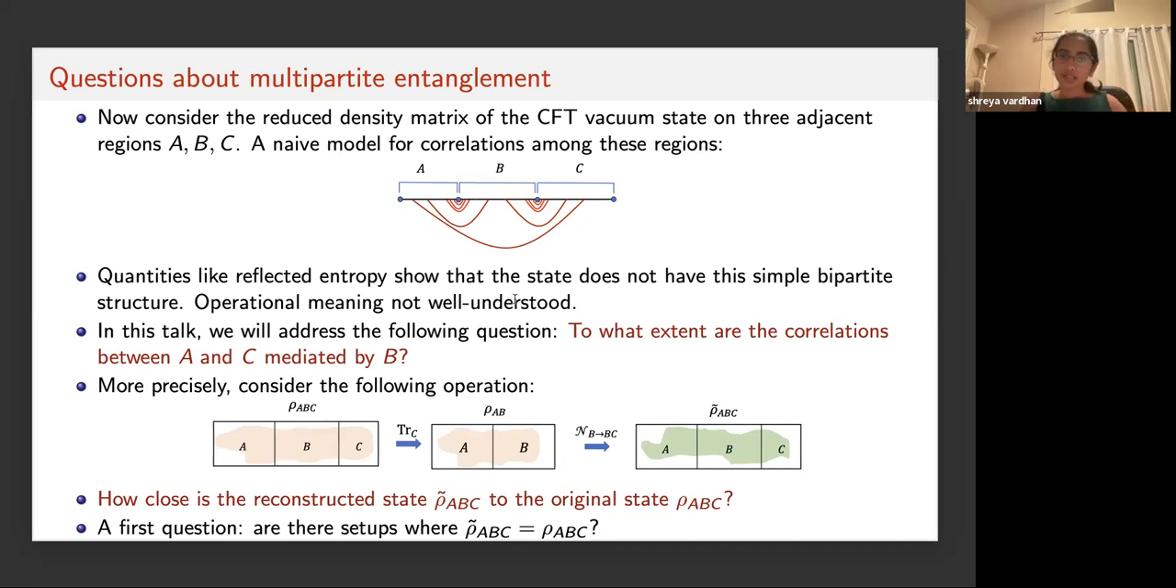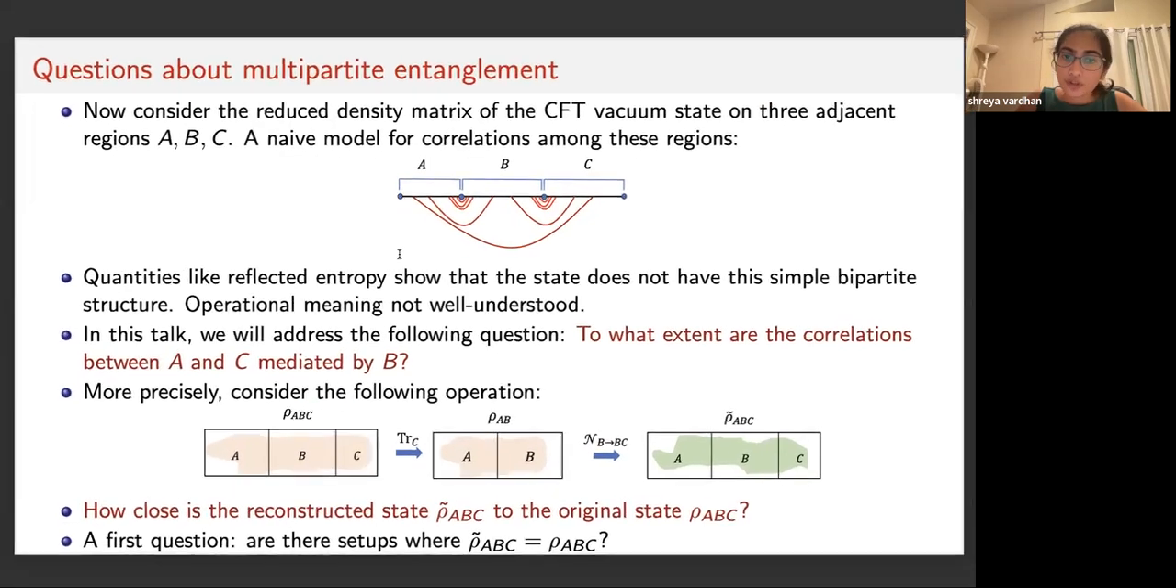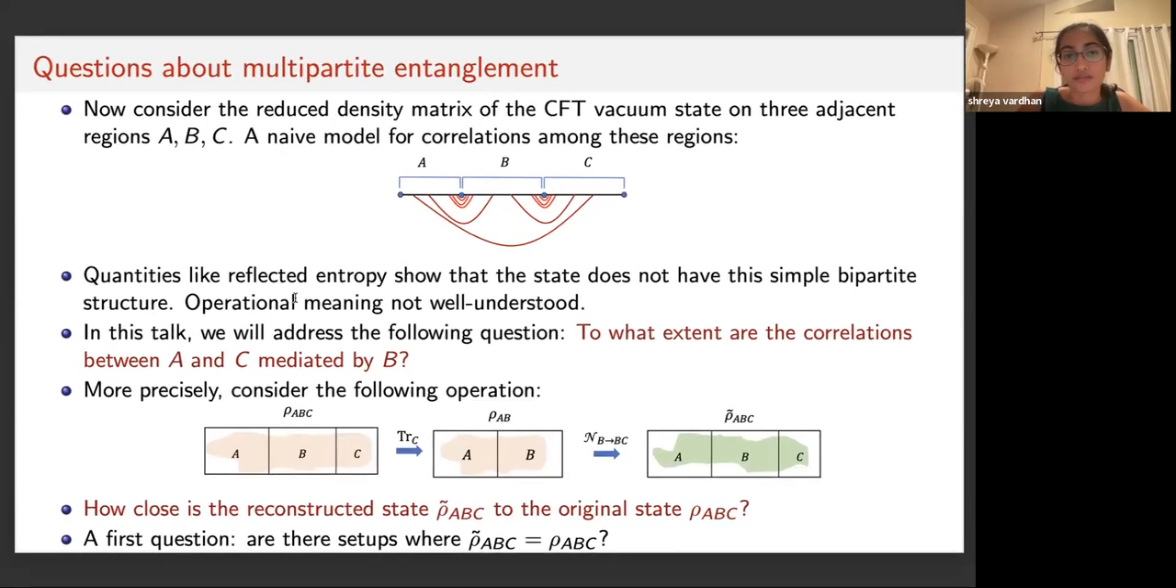But it turns out that this picture is too naive. And this has been observed by looking at a variety of different entanglement measures, such as reflected entropy, that the state doesn't have simply this kind of simple bipartite entanglement structure among the three regions. But one drawback of quantities like the reflected entropy is that their operational meaning is not very well understood.